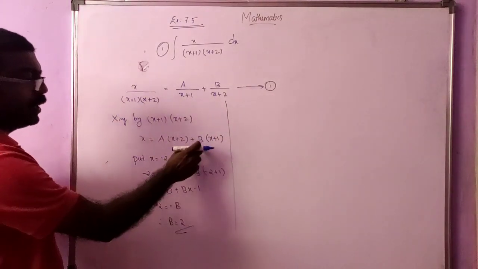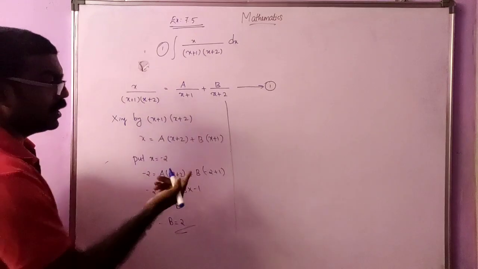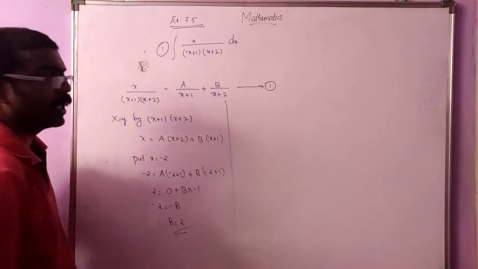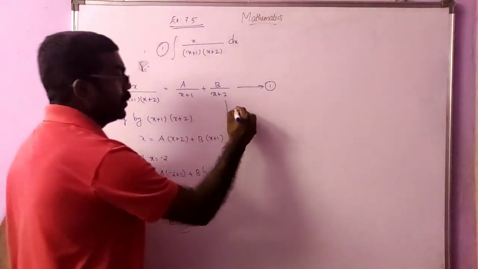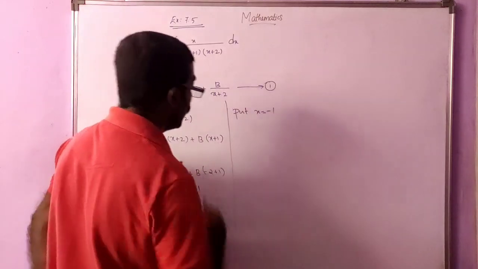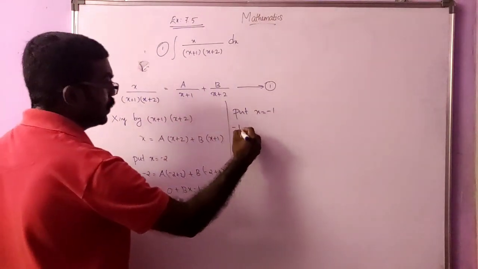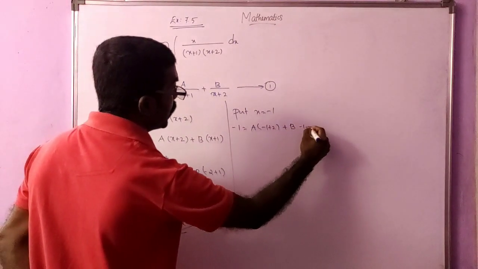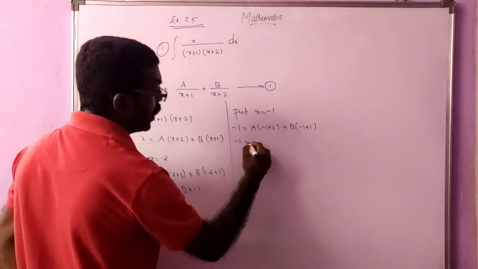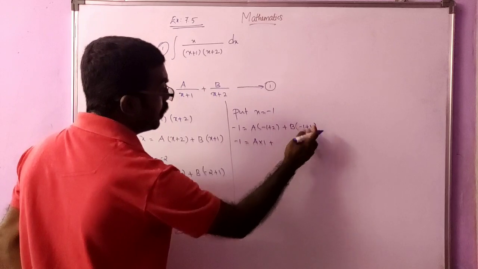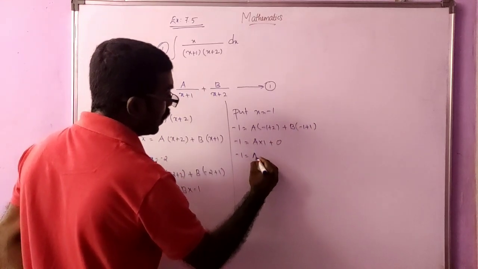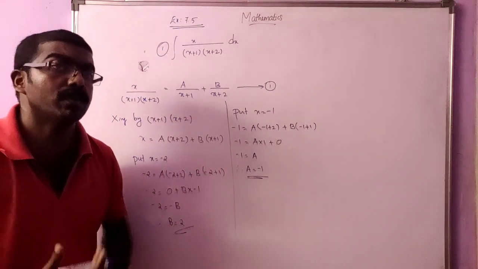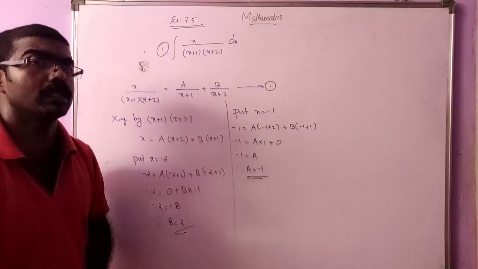Now we can eliminate b and we can find a. So to eliminate b, what can we replace? Replace x by minus 1. Minus 1 plus 1, we get 0. So we can put x equal to minus 1. Here left side x, so minus 1 is equal to a into minus 1 plus 2, then plus b into minus 1 plus 1. That is minus 1 equal to a into 1 plus b into 0, that is 0. Or minus 1 equal to a, therefore a equal to minus 1. So here we can easily find the values of a and b by using this method.